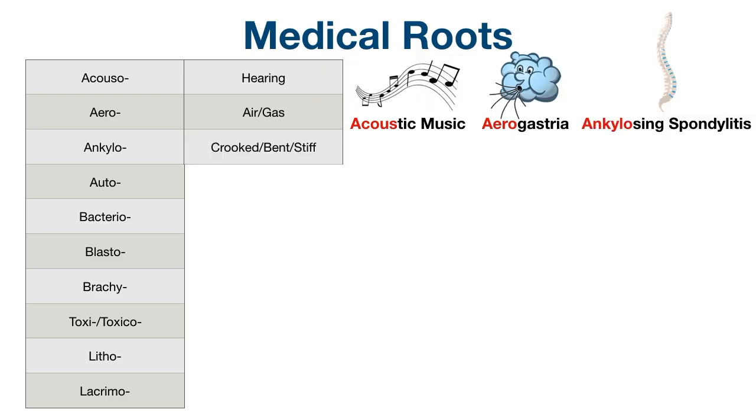Moving on to ankylo, this means crooked or bent. It can also mean fused, stiff, fixed, and closed. An example medical term is ankylosing spondylitis.